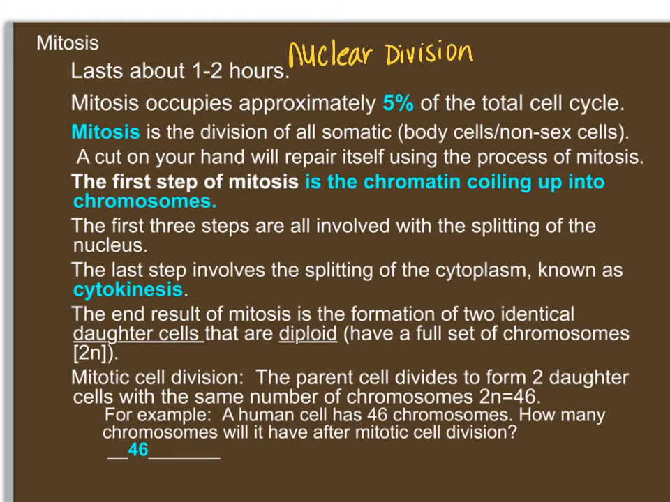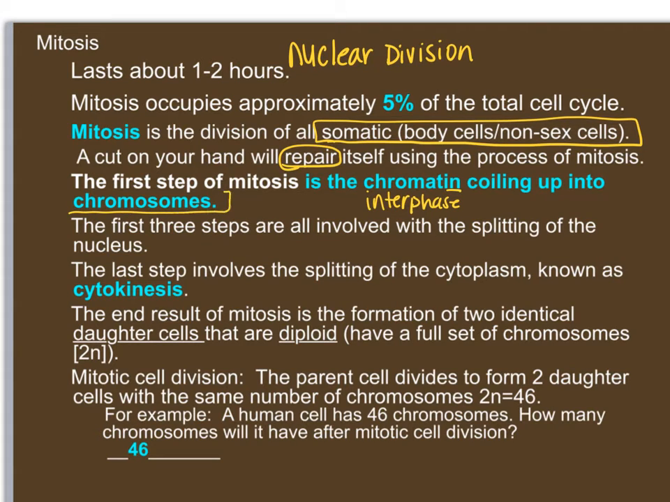This is in somatic or body cells, so every cell in your body except for sex cells. If you get a cut or you break a bone, all growth, development, and repair is through mitosis. One of the first things that has to happen is going to involve DNA. And DNA in interphase is chromatin, remember? So first, chromatin has to become chromosomes.